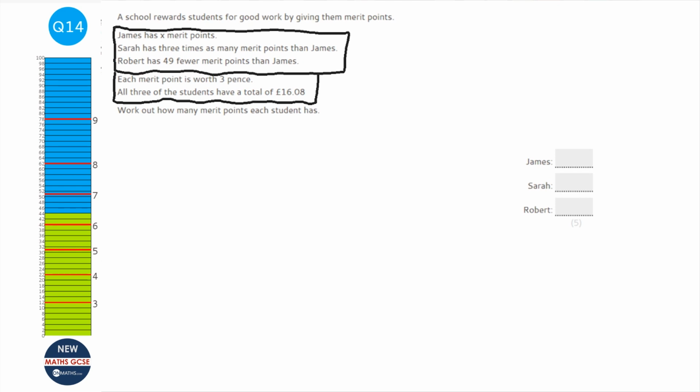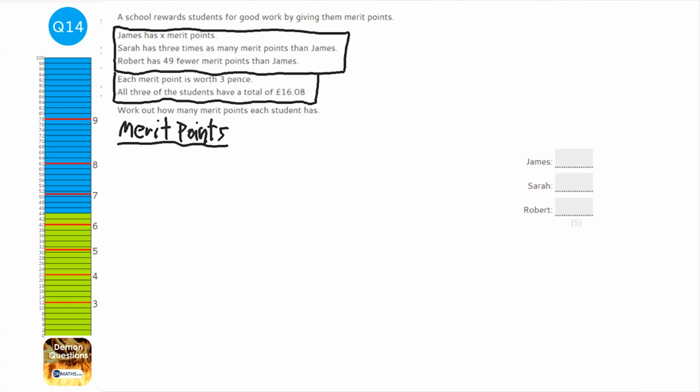Now we've got the money, but the £16 8 pence is in pounds, and the 3 pence for each merit point is in pence. So I'm going to show the examiner I'm working out how many merit points. So merit points. Okay, so I'm going to see how many merit points they have.